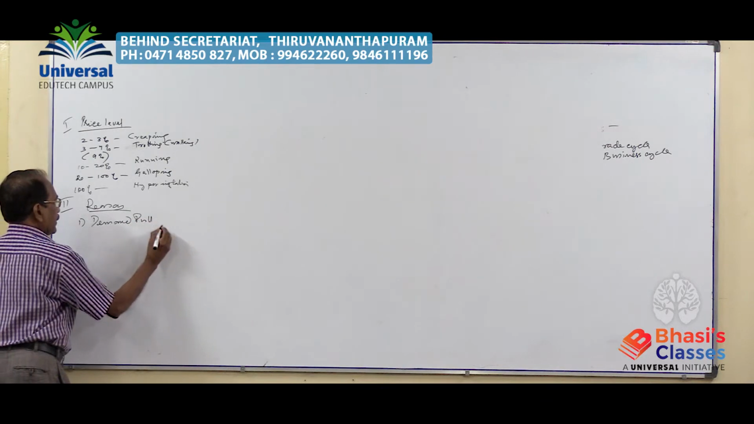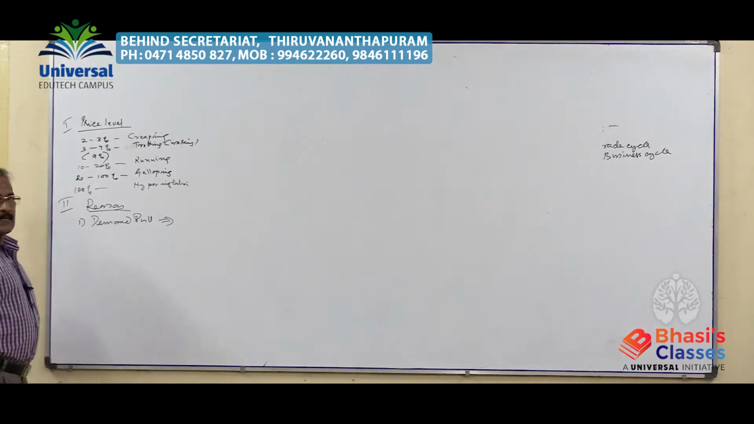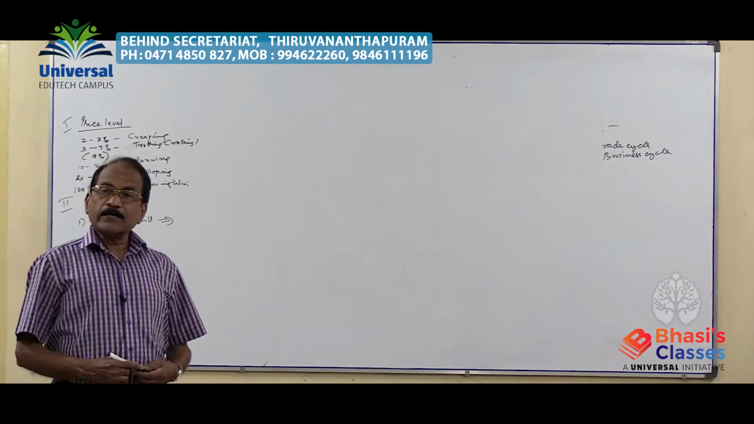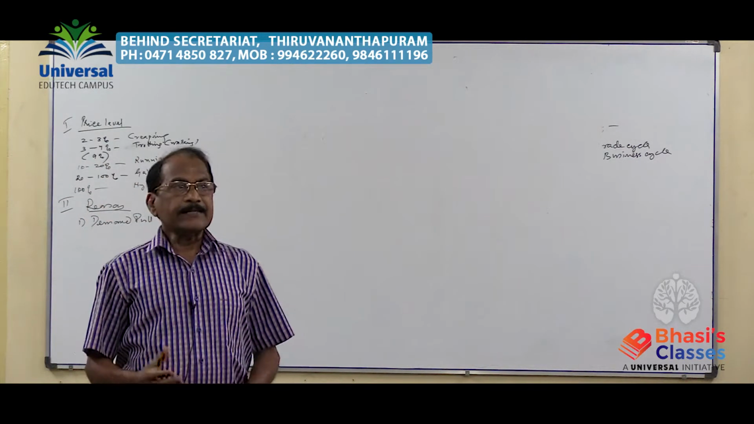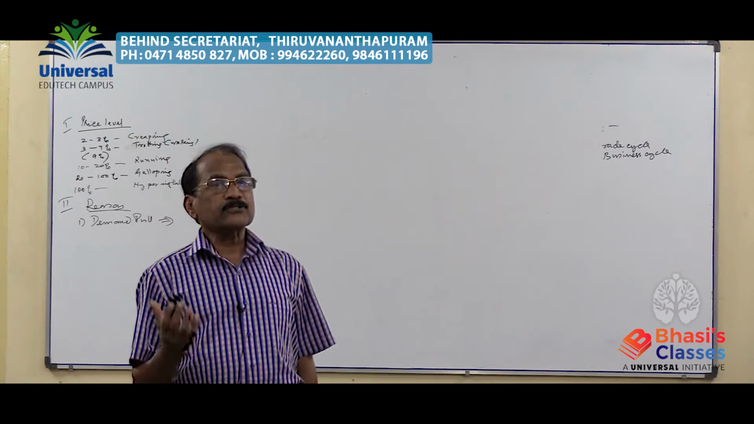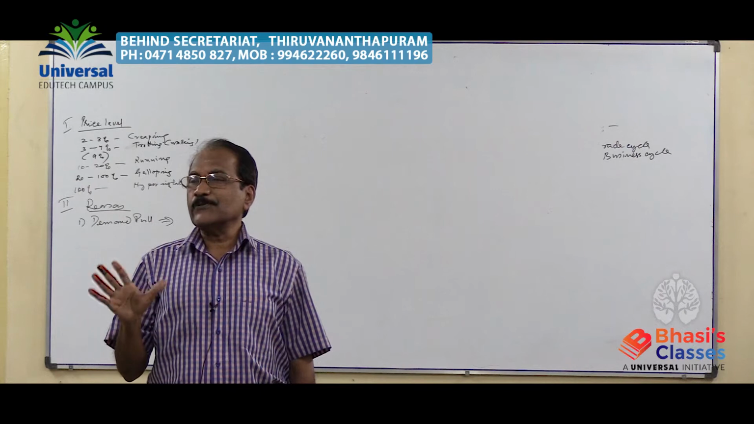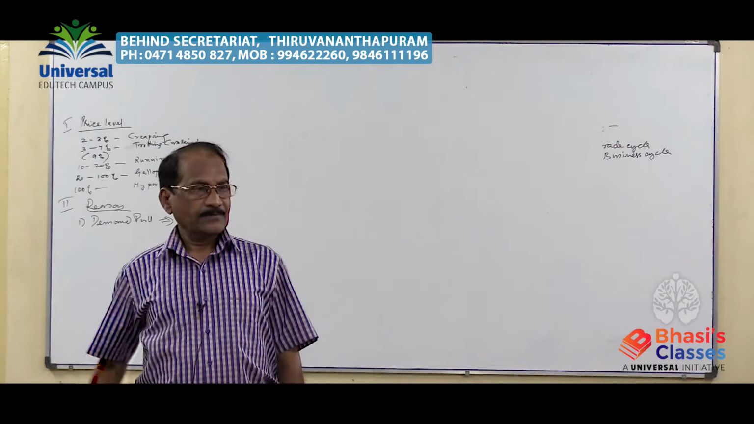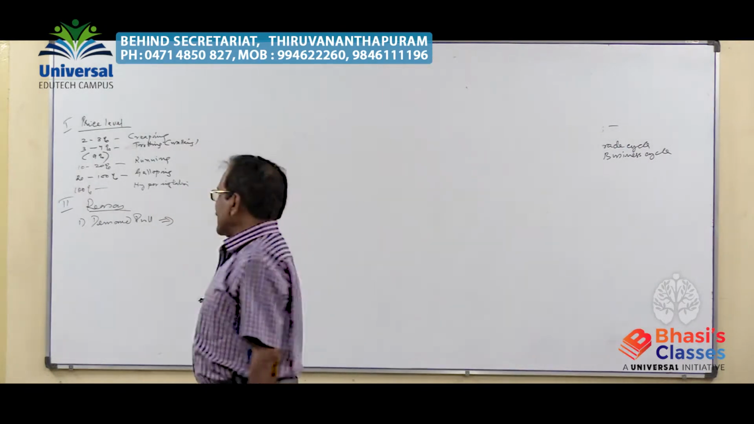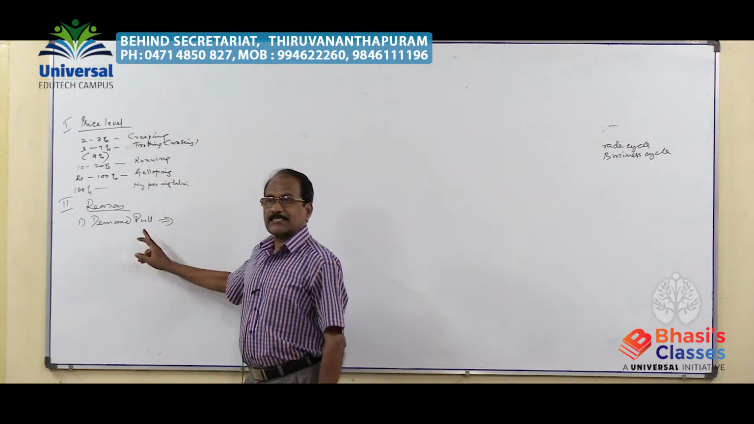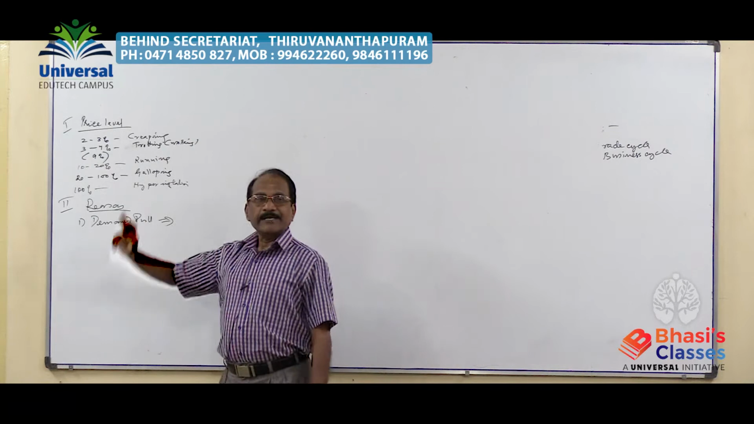Demand pull inflation. What is the reason for demand pull? Increasing money in the hands of the people. Too much quantity of money chasing too few goods and services is what is called demand pull inflation.